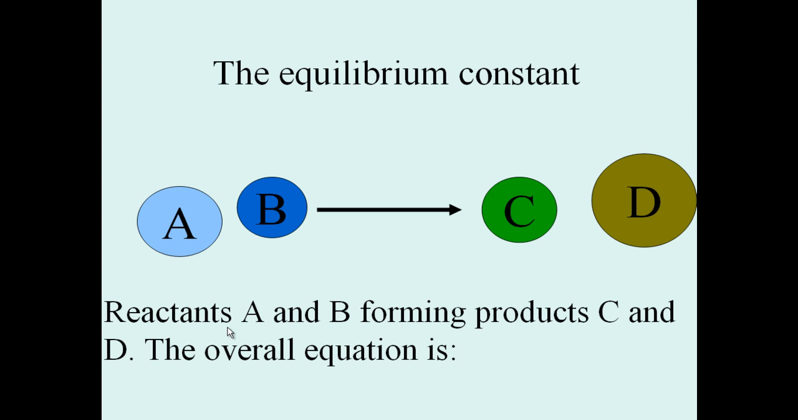And so that's it. Reactants A and B forming products C and D. Now the overall equation for that could look like this. If we're to write a chemical equation, if it's reactant A, we'll put a little a to symbolize the number of moles. If it's reactant B, we'll put little b to symbolize the number of moles.